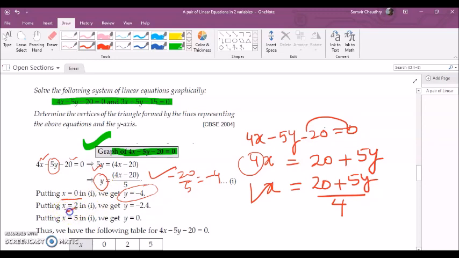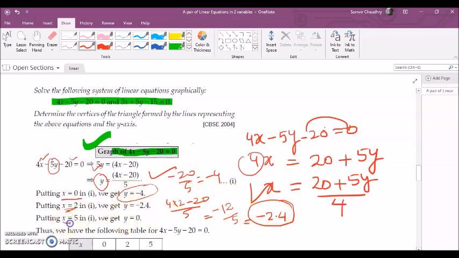Now here, if you put x is equal to 2, this is 4 into 2 minus 20 upon 5. 4 into 2 gives you 8. 8 minus 20 means minus 12 upon 5, which gives you minus 2.4. This is a fractional value, so we should not give preference to these decimal values.